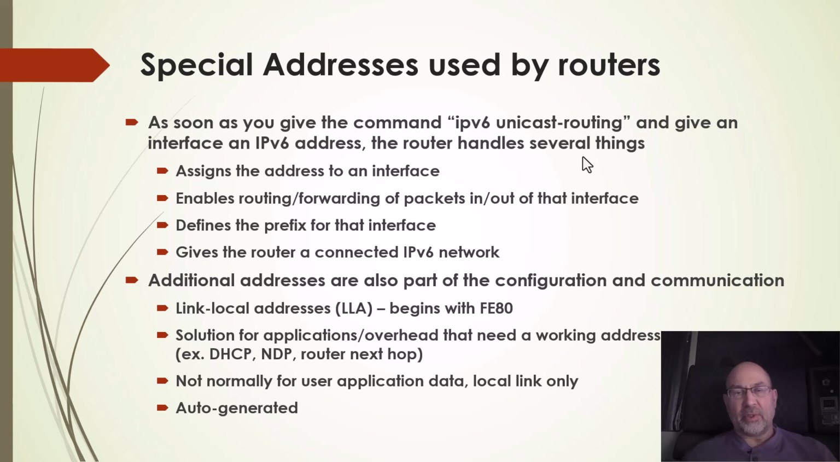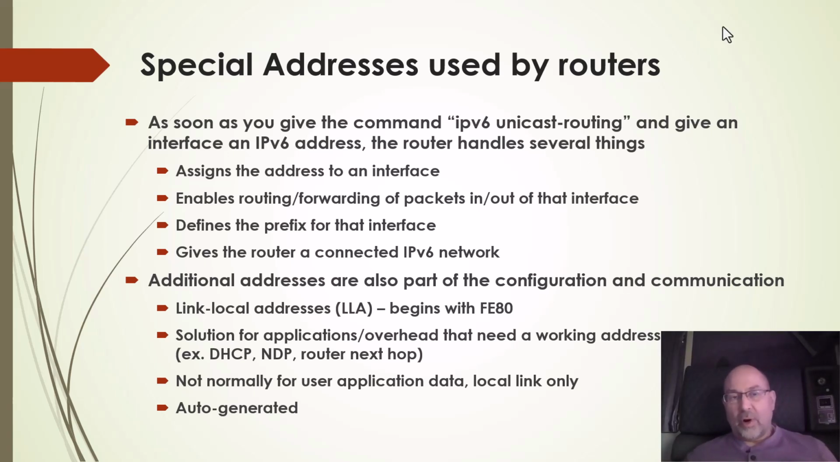Now we know some stuff happens as soon as we enable IPv6, right? As soon as we do the IPv6 unicast routing and give the interface an IPv6 address, the router starts to handle several things. This is much the same as we see in IPv4. We get the address on the interface itself. We are now going to forward IPv6 packets between interfaces and figure out the routing for those packets. We're also going to know the prefix for a particular interface, so we'll know how to forward packets. And the router knows it is now connected to an IPv6 network.